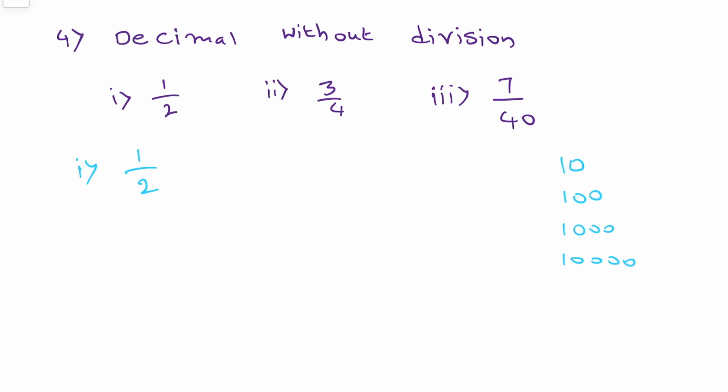Now here in the denominator we have number 2, right? In the 2 table, where will we get 10? 2 5s are 10, right? So multiply and divide by 5. So we will get 5 1s are 5 by 5 2s are 10. What is the value of 5 by 10? 0.5. That's it.